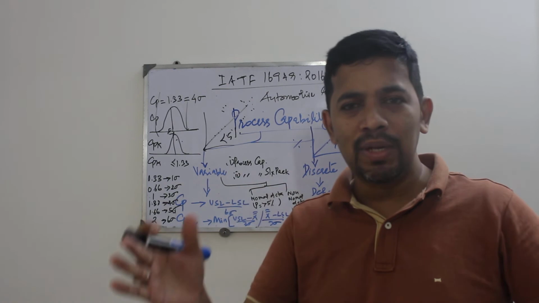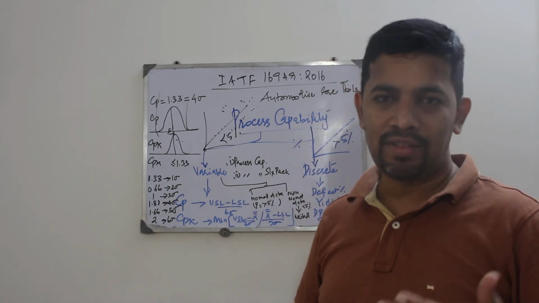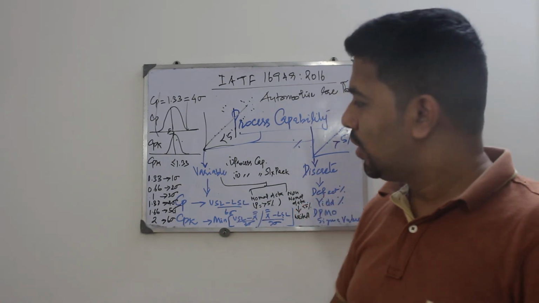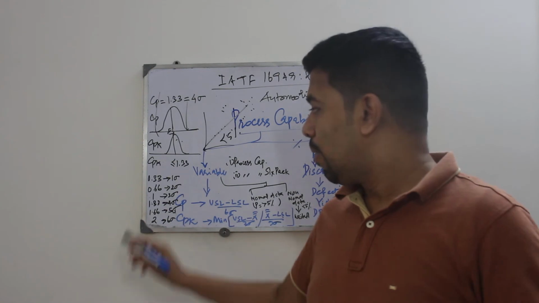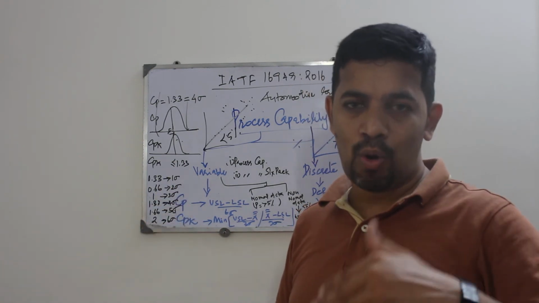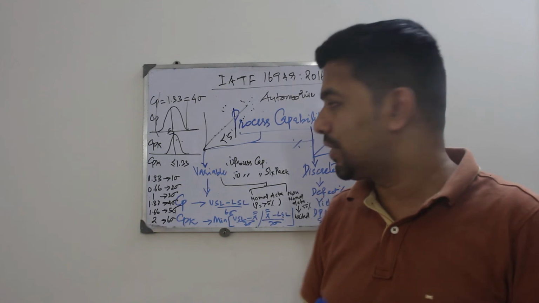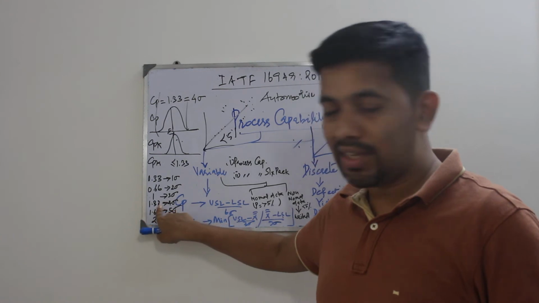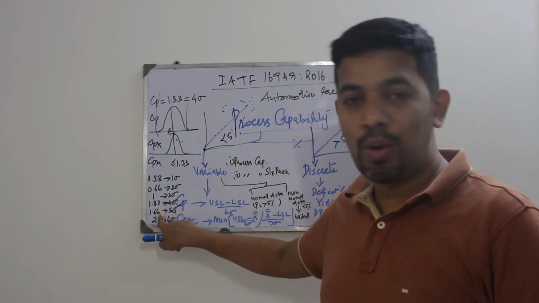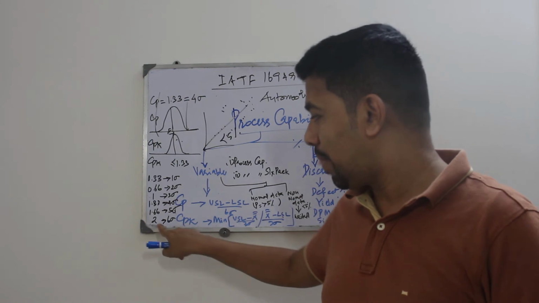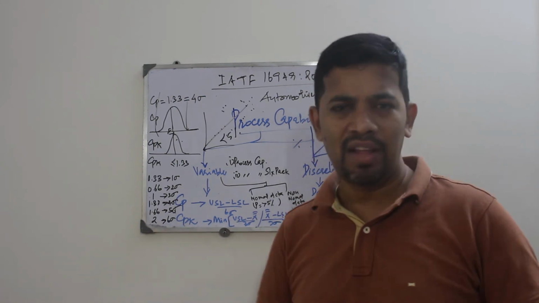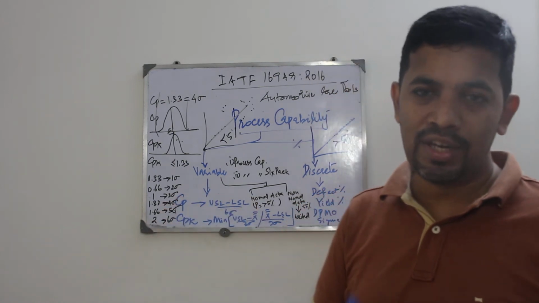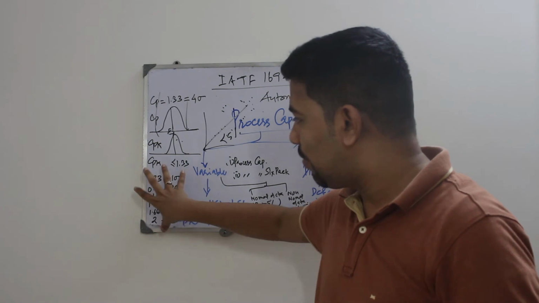The normal general rule is 1.33, which is equal to 4 sigma, and for automotive 1.67 is the rule. We can easily remember: 0.33 is 1 sigma, and if you are getting CP or CPK equal to 0.66, that is 2 sigma, and 1 is 3 sigma, and then 1.33 is the normal rule, 4 sigma. 1.67 is 5 sigma, 2 is 6 sigma, then 2.33 is 7 sigma, 2.66 is 8 sigma, and 3 is 9 sigma, and it goes further. This is the standard value.